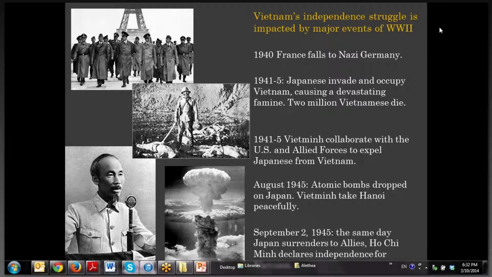So Vietnam's independence struggle, right? It's being interpreted, gradually being interpreted as another arm of communism. Meanwhile, major events of World War II, you've got France falling to Nazi Germany, you've got the Japanese invading, occupying Vietnam, you've got the Viet Minh collaborating, as you saw previously, with the U.S. and Allied forces, and then you have atomic bombs dropped, and you have a conclusion that comes down here. This is an auspicious day. I think this is a good moment to take a break, and we will transition to the reading of Ho Chi Minh's Declaration of Independence.